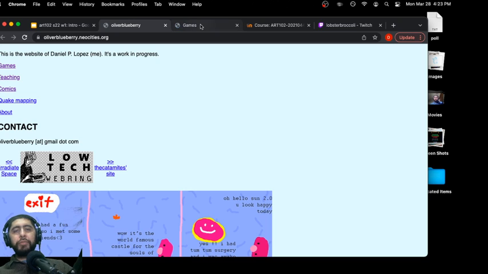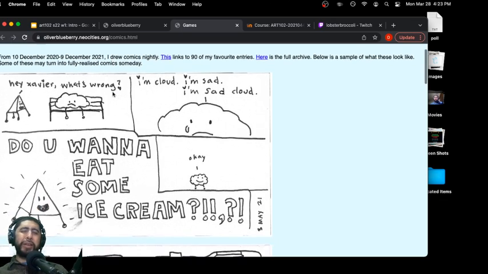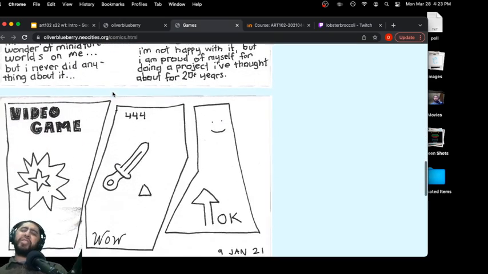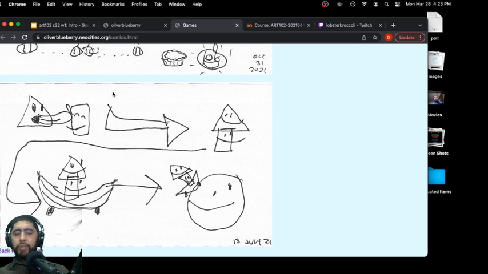Comics, this is a fun one for me. From December 10th to December 9th of the next year, 2020 to 2021, I drew comics nightly. Sometimes they were normal comics like this, sometimes they're abstract comics, but it was just a goal to have a habit of creating, because I do suffer from depression, and when you have depression, it's kind of hard to be motivated to do anything.